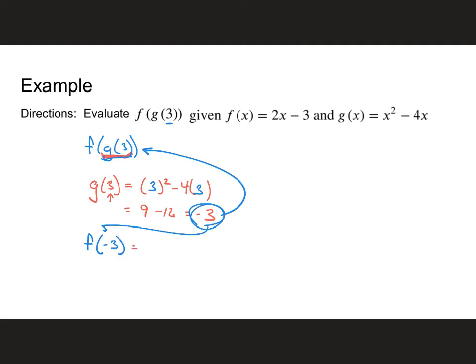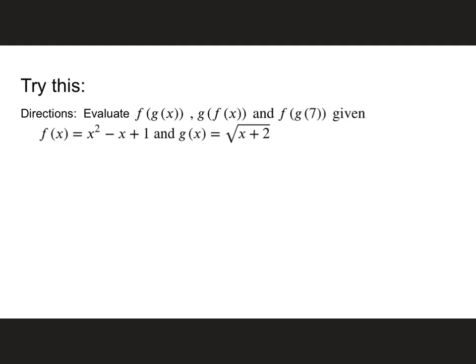So now, what's that mean? That means we replace the x in function f with the number negative 3. So that's 2 times negative 3 minus 3, which gives me negative 6 minus 3, which gives me the final answer of negative 9. Like I said, I think that is a whole lot easier than doing it with functions themselves when we're just working with numbers. All right, so here's a problem I'd like you to try.